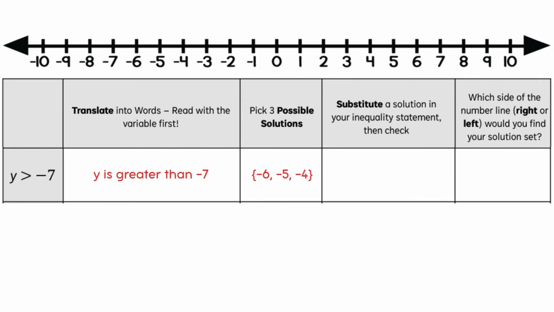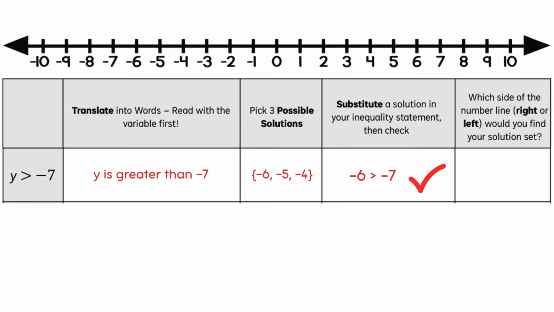Now let's substitute one of those solutions into our inequality statement. So instead of writing y, we're going to pick one of the numbers. So pick -6. -6 is greater than -7. Let's use finger placement on the number line to compare these two integers. So put your left index finger on -7, put your right index finger on -6. Is -6 greater than -7? Whatever is on your right side is greater than. So this is a true statement.